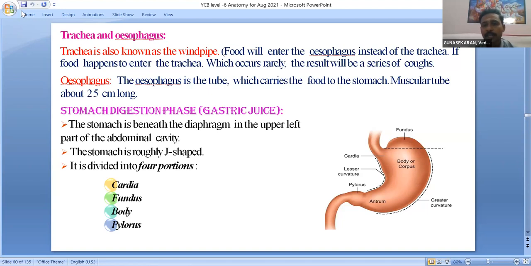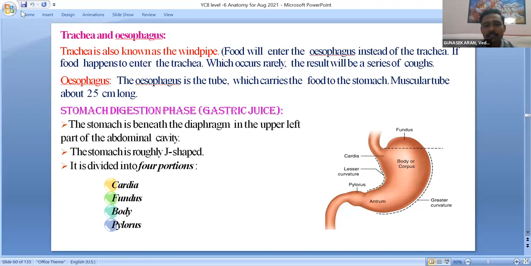One is the body of the stomach, or corpus. Another is the fundus, the top of the stomach. Then the cardia. C-O-R-D-A, cardia, is different from cardiac. Cardia has only one small spelling difference. C-O-R-D-I-A is cardia, while C-A-R-D-I-A-C, cardiac, is related to the heart. This is the cardia.